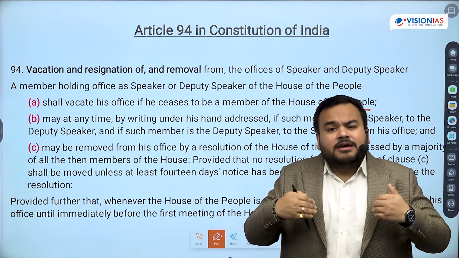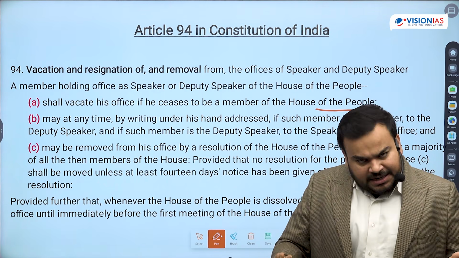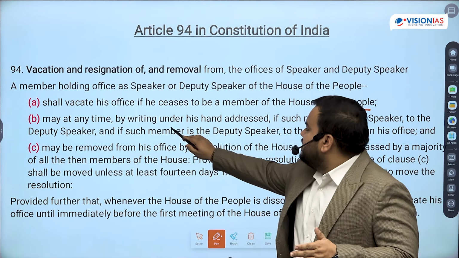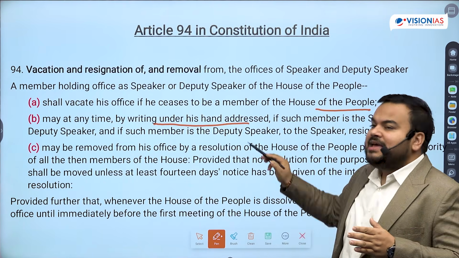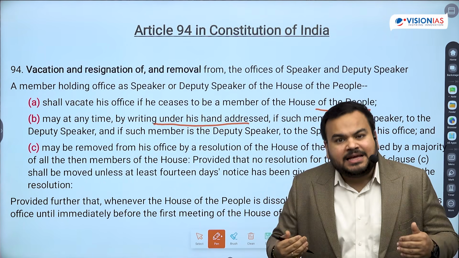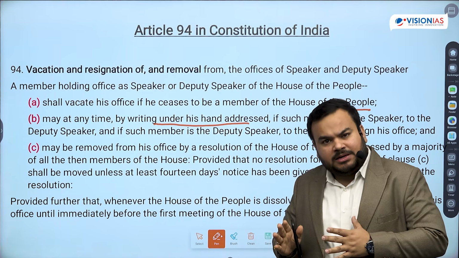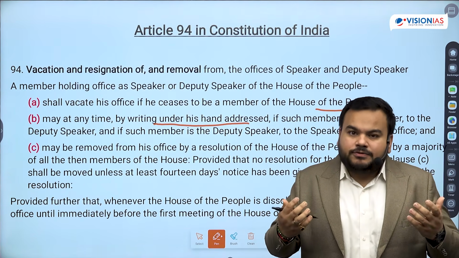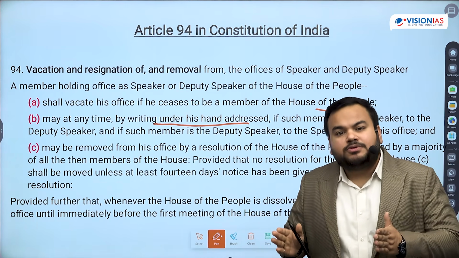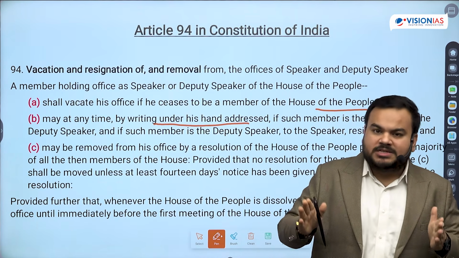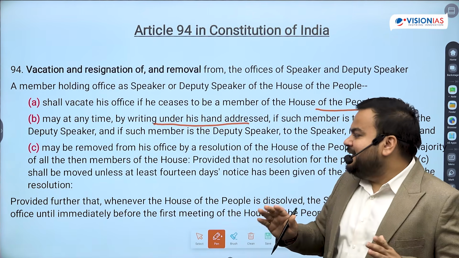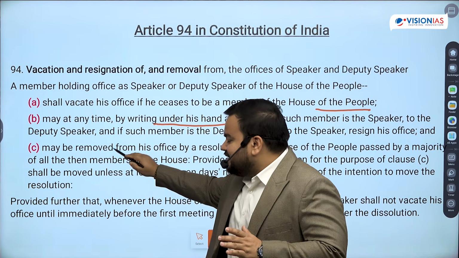Then, if the Speaker wants to resign, right, then he can write his resignation under his hand, and he has to address that resignation to the Deputy Speaker. And if the Deputy Speaker wants to resign from his office, he is going to submit his resignation to the Speaker, right?